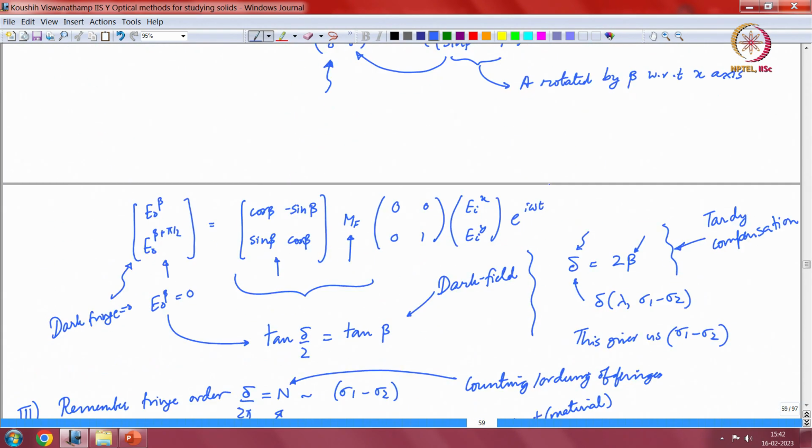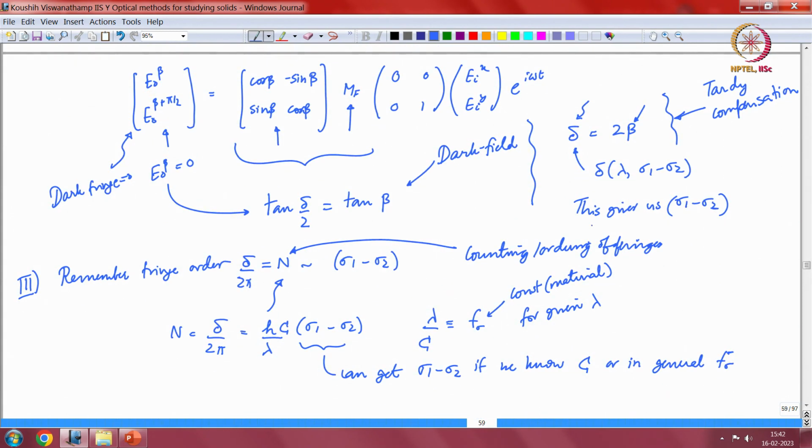And if you do that for a dark fringe, you will get this condition, and this will correspond to delta equal to 2 times beta, right. So when you keep rotating by some angle beta, when beta becomes delta by 2 you will get a dark fringe, and you know the value of delta, and from there, since you know the wavelength of light, delta being a function of these two, you can get the value of the principal stress difference, right.